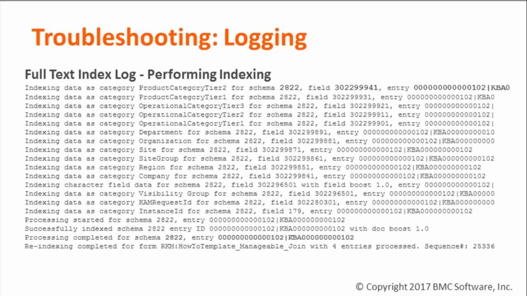Here's an example of just reindexing a single record. From the same log, the full text index log, performing a reindex of one record, you'll see the schema ID is the same throughout, 2822, and you see all the different fields. Each line is showing you a different field for that form being indexed, and this is a join form. The entry ID is a number with a pipe and then KBA and then 102. So this is showing that whatever form this is, it's indexing one record for all the fields on that form, and that's clearly shown in the index log.